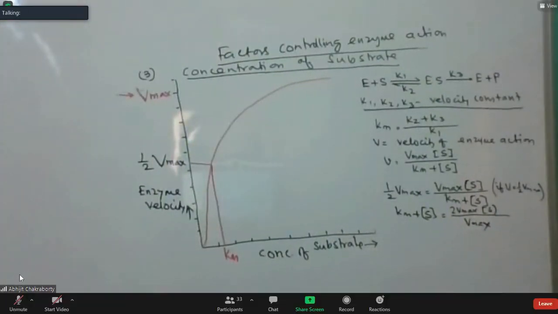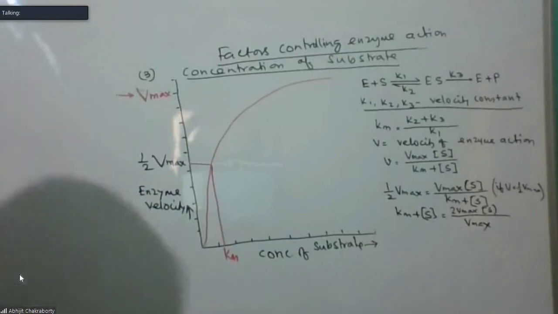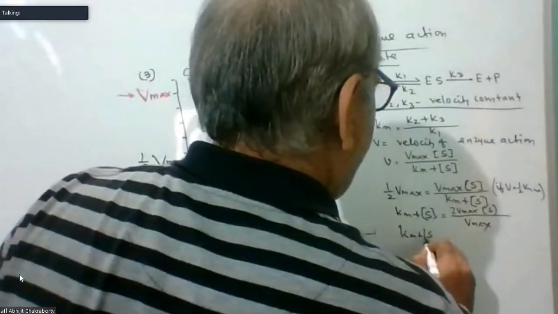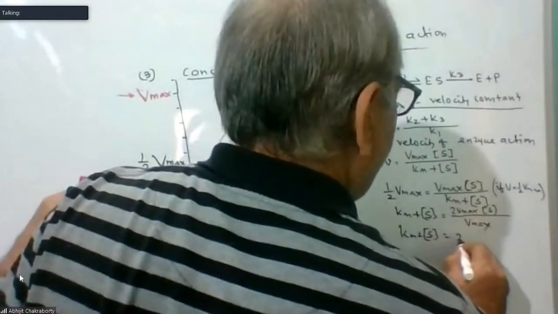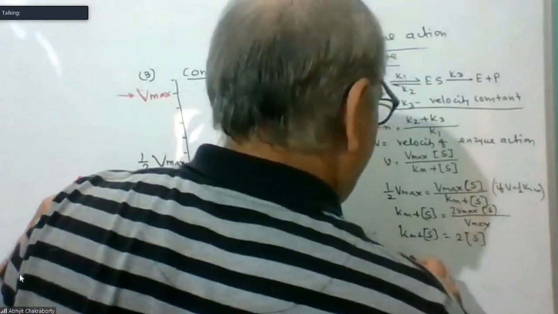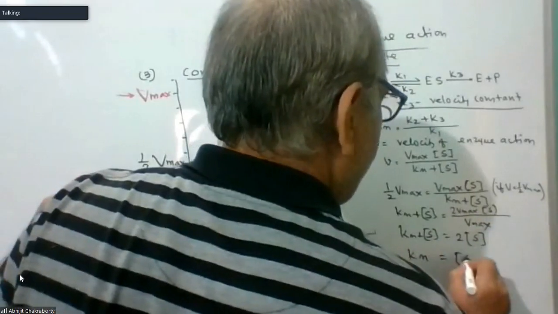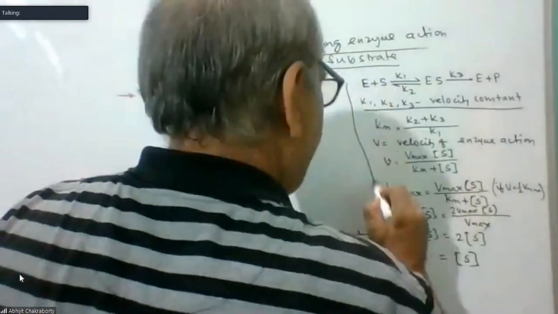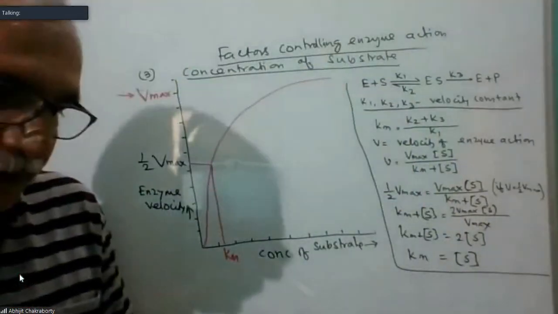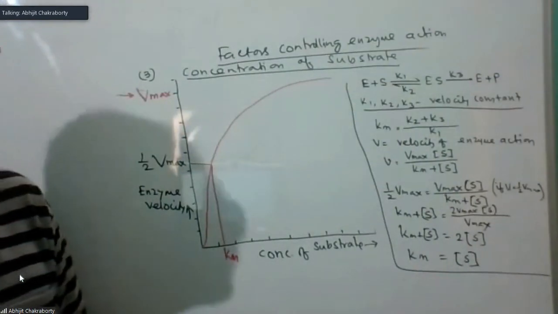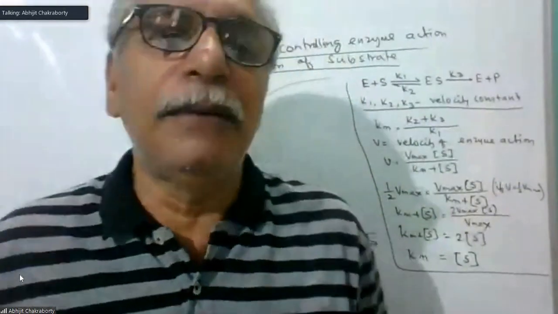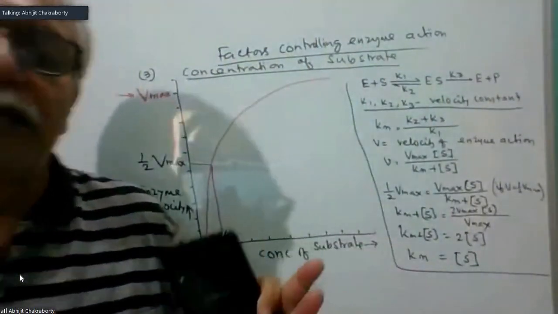concentration of substrate. Now, in this context, the Km refers to the concentration of substrate at which the velocity of enzyme action is half of its maximum velocity. Just 2 minutes.